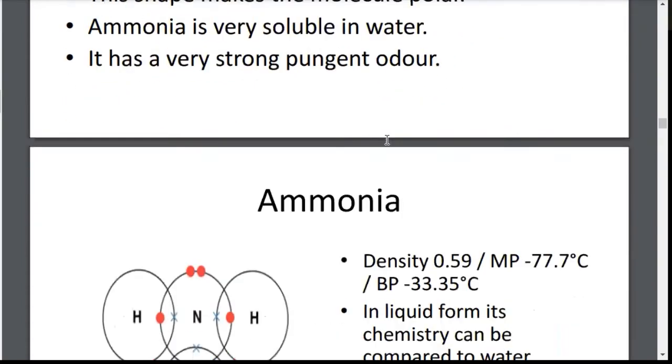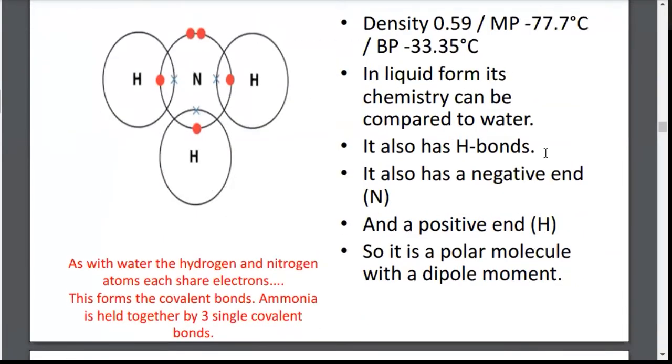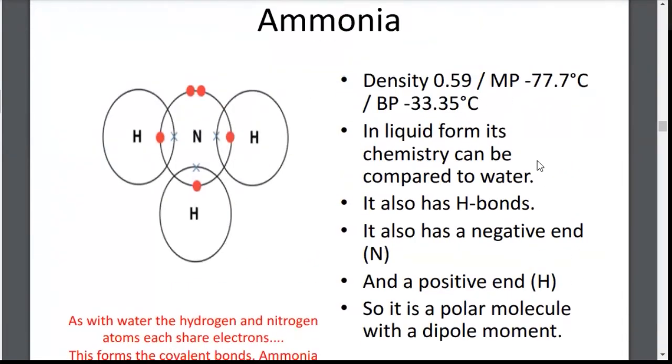So, the next slide then. Here's a picture of ammonia. We've seen a similar picture here. It's much less dense than water. It has a melting point and a boiling point of those temperatures there. In liquid form, its chemistry can be compared to water, but of course, its melting point is -77, its boiling point is -33. So that means that, at the temperature we're at now, it would be a gas at room temperature.